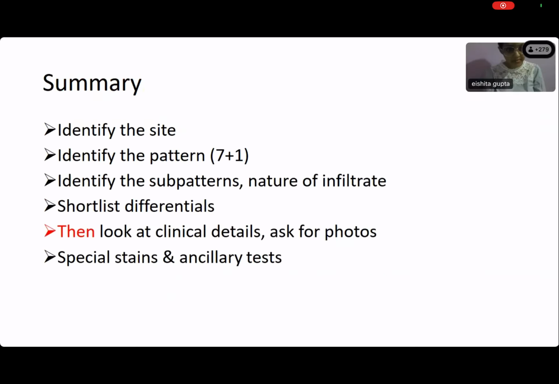So to summarize, try to identify the pattern, identify the subpattern, the nature of the infiltrate, make a short list of the differential diagnosis. And what I do is I do this and then look at the clinical details. I don't bias myself looking at the clinical details before I get an idea. So that's a good way to have a CPC. And please don't hesitate to ask for pictures, ask for additional information. It's very, very important to have an open and healthy dialogue with your dermatologist so that both of you are on the same page, that you know what they mean and they know what you mean. So I think that's most important before we interpret skin biopsies.